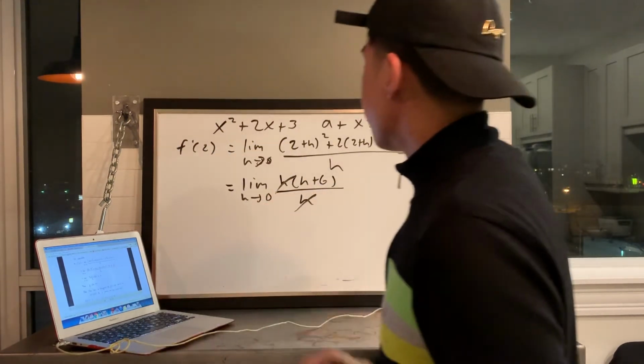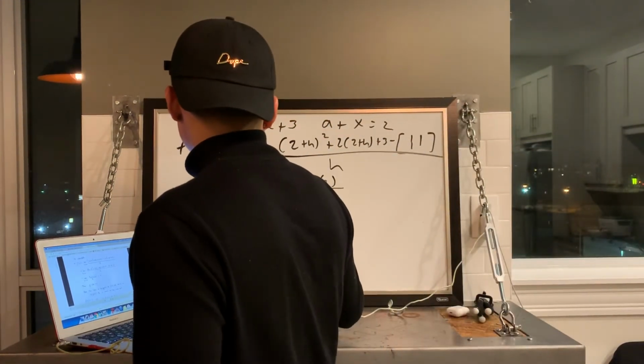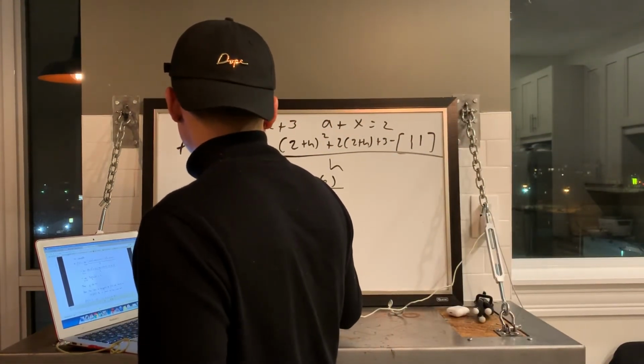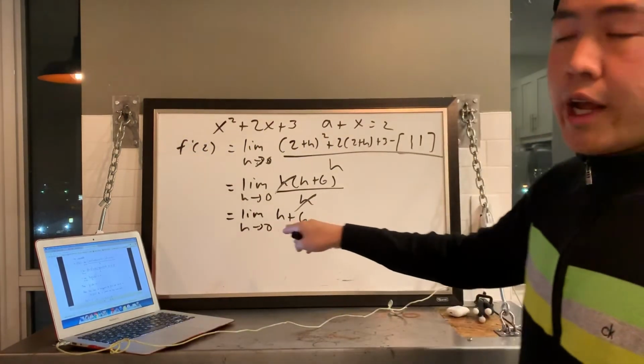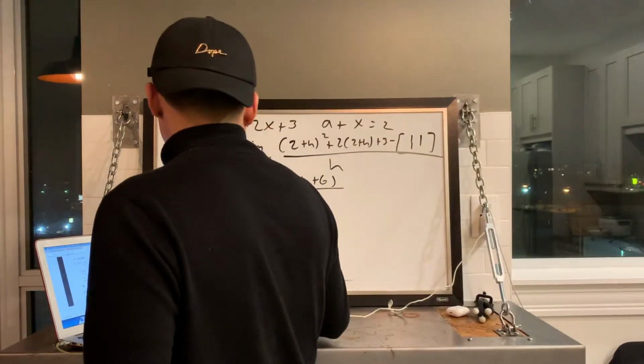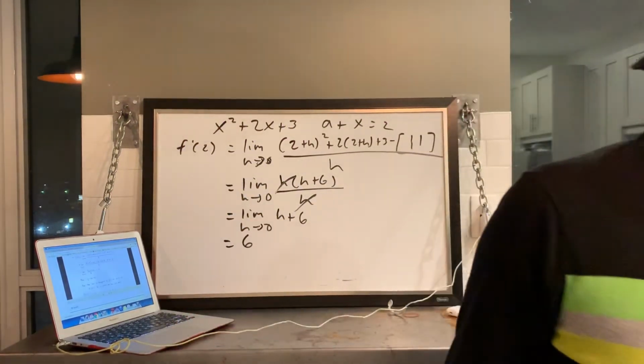These h's would cancel, and you get the limit as h approaches 0 of h plus 6. If I put in 0 for h, I would get that my answer is 6. So that has to be the slope at 2 exactly.